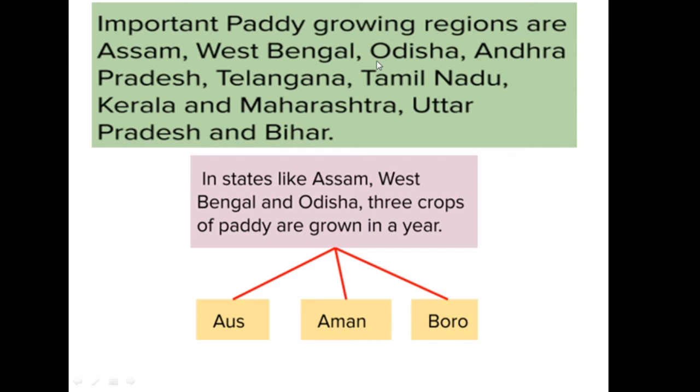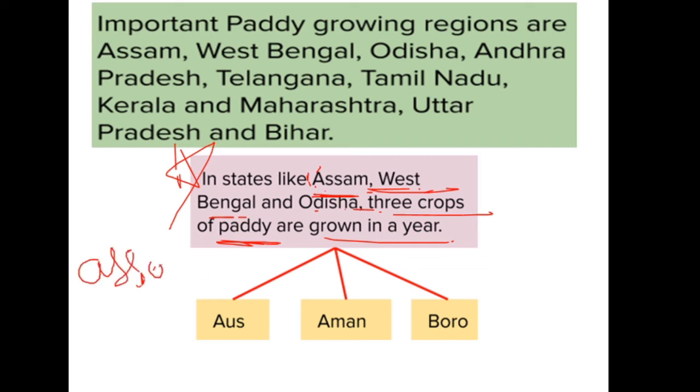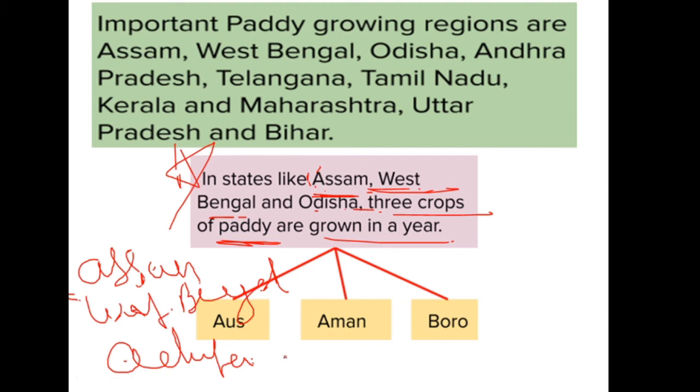and Bihar. So now, in the states like Assam, West Bengal, and Odisha, this is another important point about the kharif crop, and this is very important: in the states like Assam, West Bengal, and Odisha, three important paddy crops are grown in a year. What are the three important crops? That is Aus, Aman, Boro.